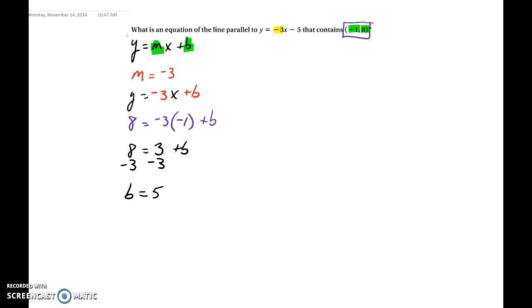So then our final equation is y is equal to -3x plus 5. All right. Once we solve for our m and our b, we then know that we have our equation. So this equation of y is equal to -3x plus 5 is parallel to the given equation of y is equal to -3x minus 5, and it passes through the point -1, 8. All right, that is it for the parallel lines, and then there'll be one more video on perpendicular lines, and then we're done for the section.